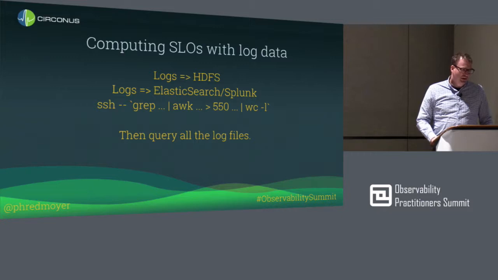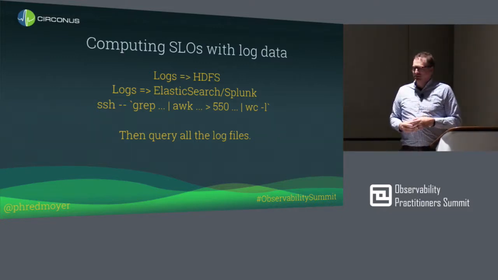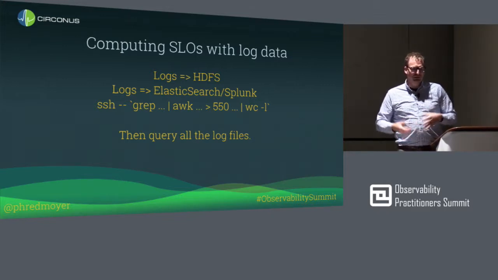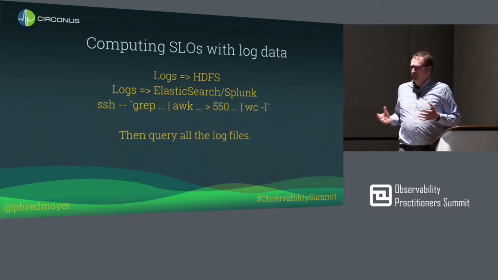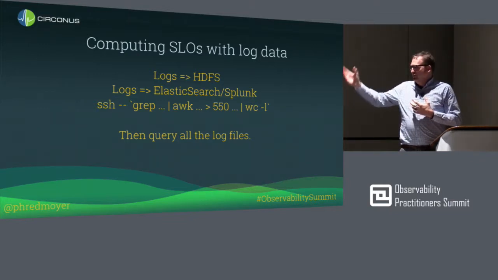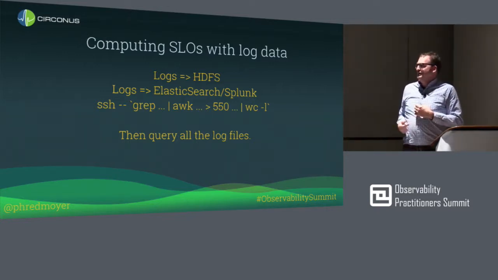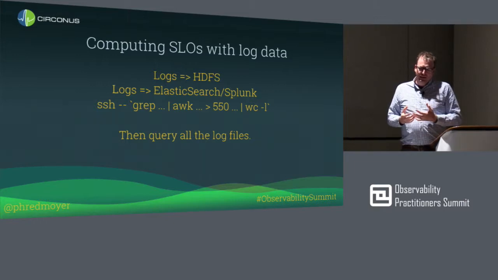And the way most people handle this is they'll take the logs, shove them in HDFS or Logstash or Splunk, and then aggregate them in a central log server. And I can go through there, and if I've got an SLI of 550 milliseconds, I can run this grep and awk command and say, hey, tell me how many of my requests exceeded that. Fairly simple thing to do, and it'll give you the right answer.